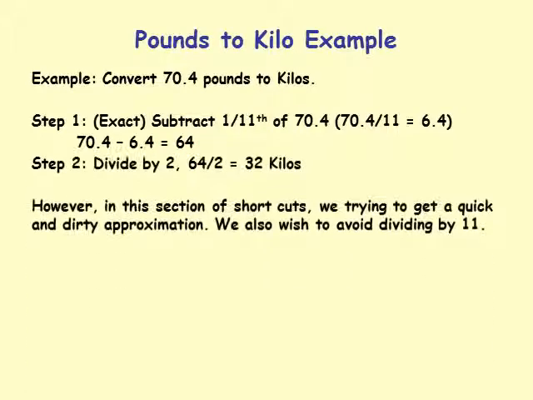Next step is to divide by 2. We just use the reversal method: first we subtract, then we divide. 64 divided by 2 is 32. So we got back to 32 kilograms of the previous example.